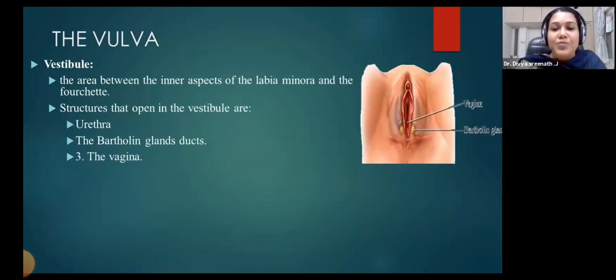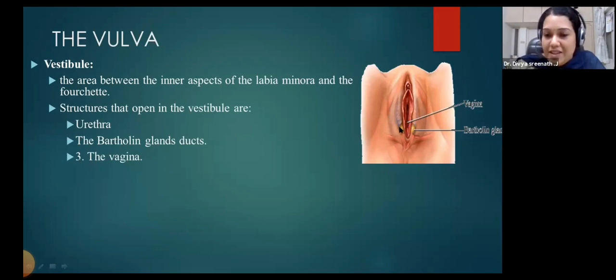Next, we will move to the vestibule. Vestibule of the vulva. Vestibule means the area. You can see this is the area which is inner to the labia. This is the labia minora, and the area inner to the labia minora is the vestibule of the vulval region. In the vestibule, you can see the urethral opening and the openings of Skene's glands around the urethra. This is the vaginal opening, and you can also see the opening of the Bartholin's gland.